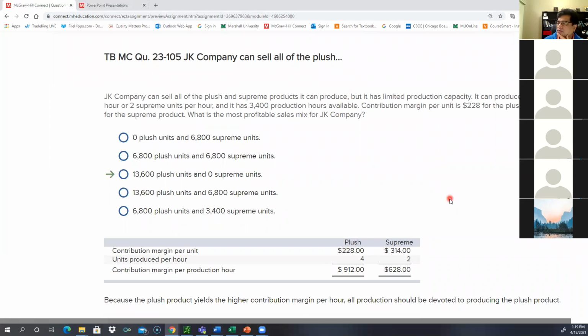Okay, here's the next one. Again, a sales mix. Again, it has no constraint on the demand. That's why it's straightforward. You just produce the plush. 4 units times 3,400 gives you 13,600. Very similar to the previous problem. If you understood the previous problem, they should be the same.